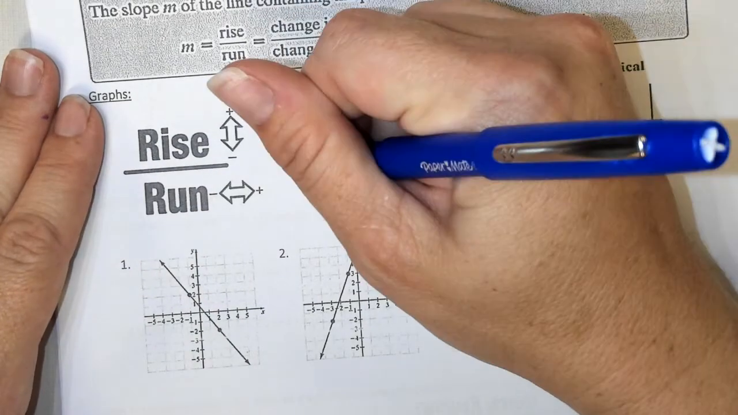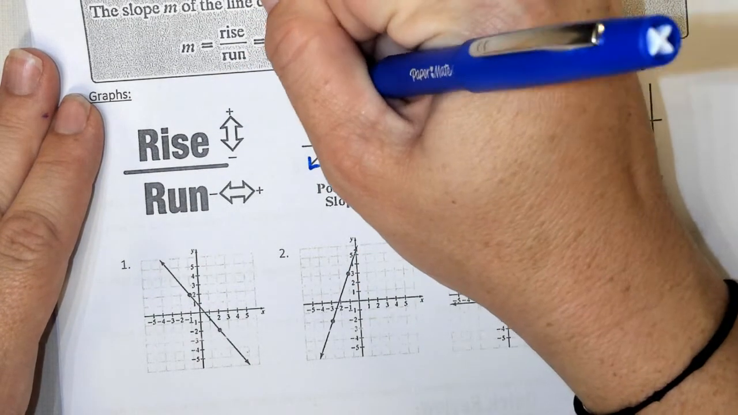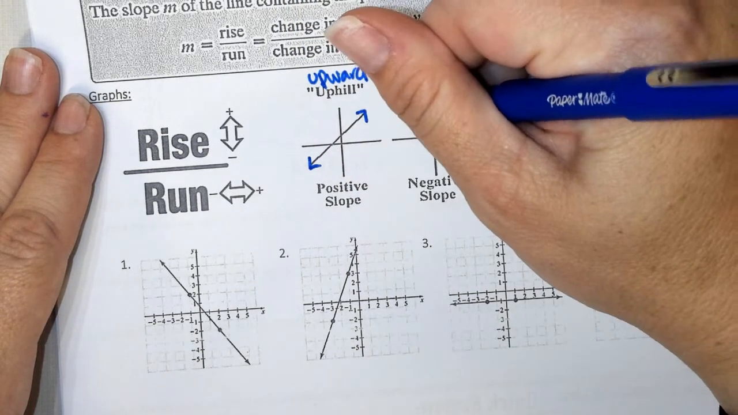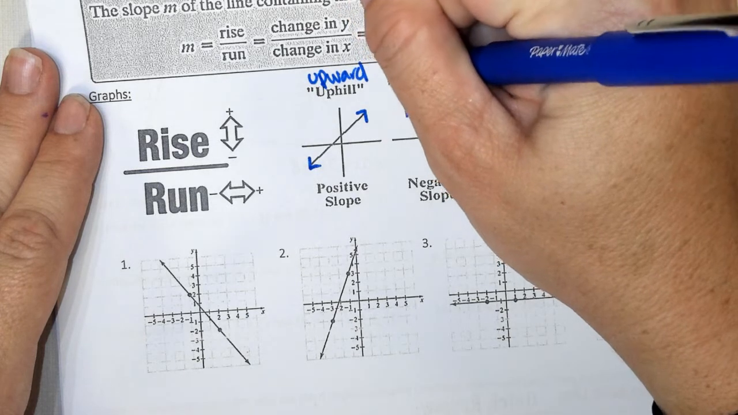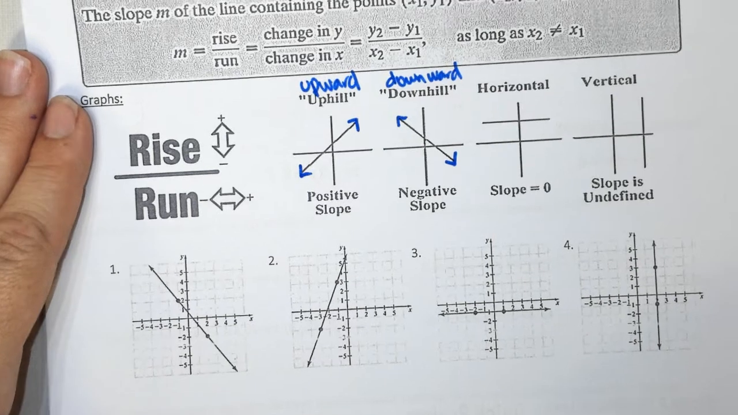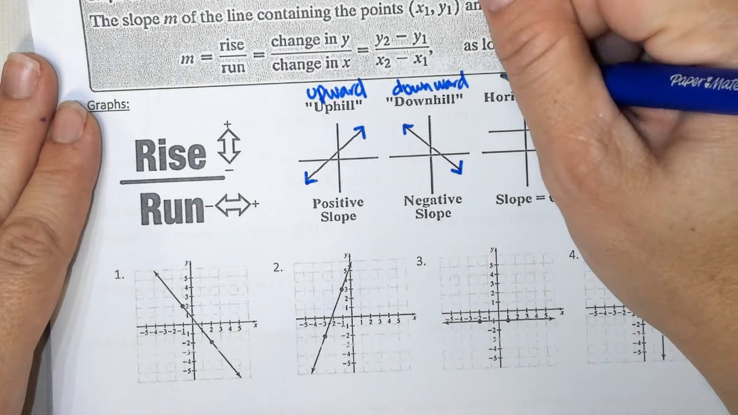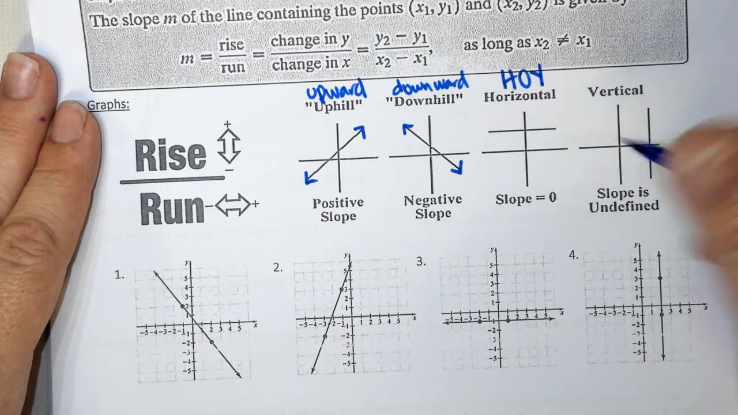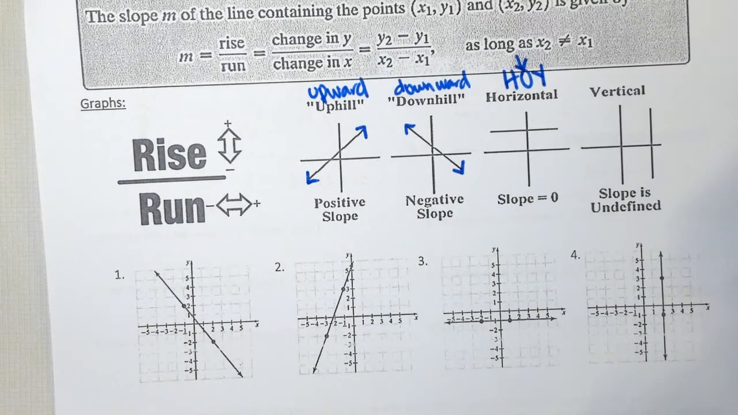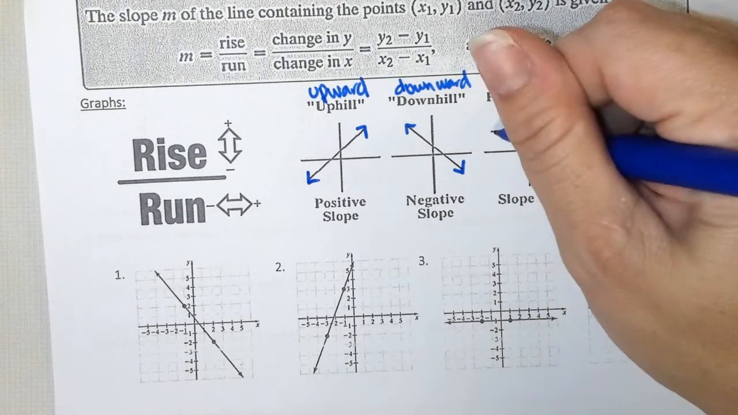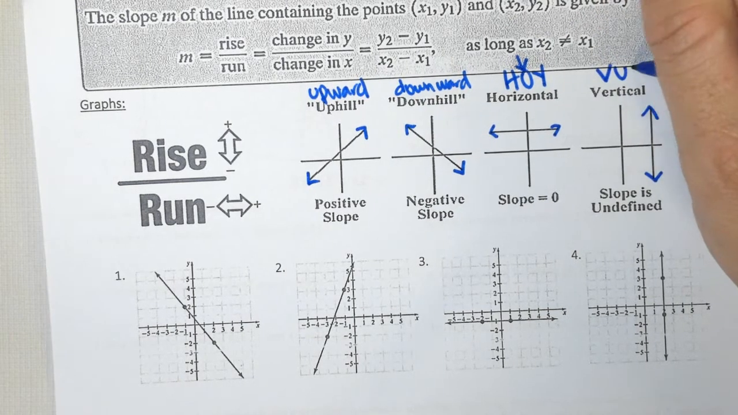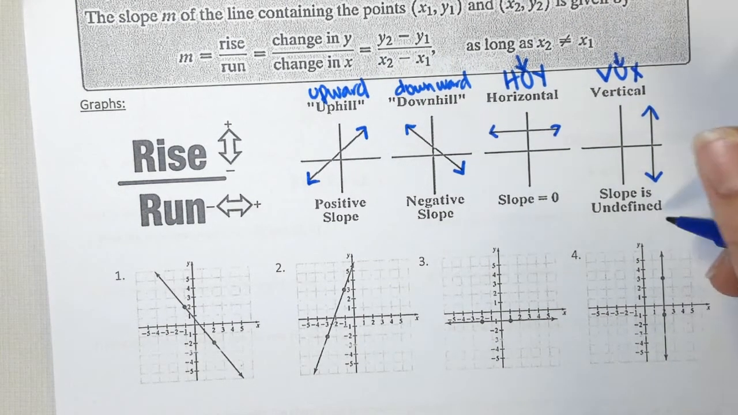So upward or uphill is a positive slope. Downward or downhill is a negative slope. Horizontal is HOY, a zero slope, right? That's what the O in the middle of horizontal, HOY, stands for: zero slope. And then vertical is VUX, and the U stands for undefined. Yes?